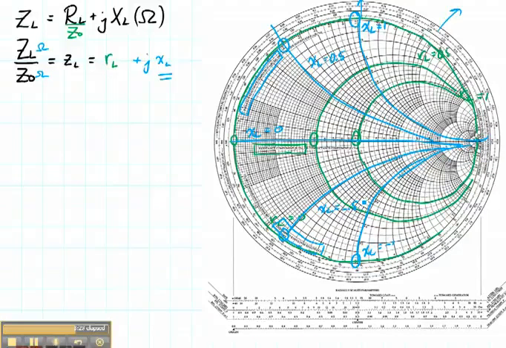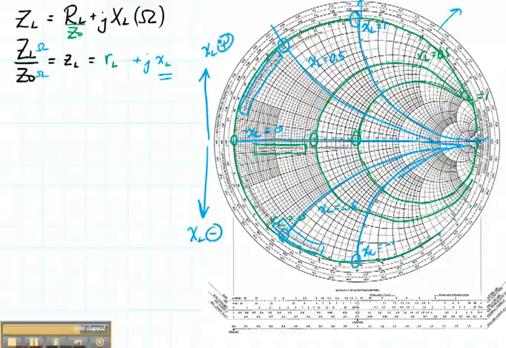So those are the two sets of circles that we're going to be plotting on this Smith chart. So the negatives, XL is negative is down here, and XL positive is up here. In the center, that's where XL is equal to 0. Now let's do a little example.